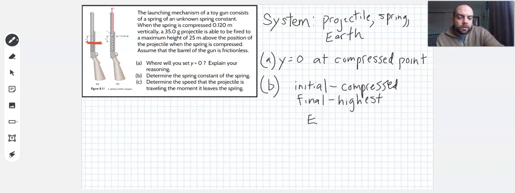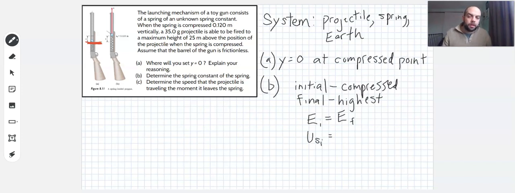And since I chose a system, the projectile, spring, and Earth, and there's no energy being added to that system, I can say that the initial energy equals the final energy in my system. So, in the beginning, I've got spring potential energy. And that's it. There's no gravitational potential energy. There is no kinetic energy at that point. It's released from rest. This is y equals 0.